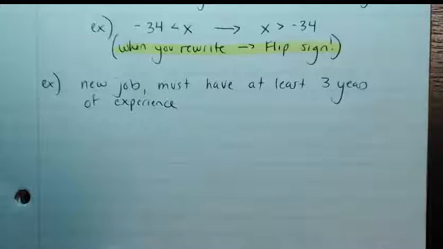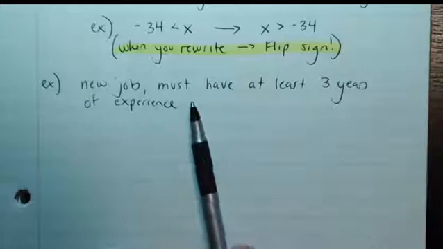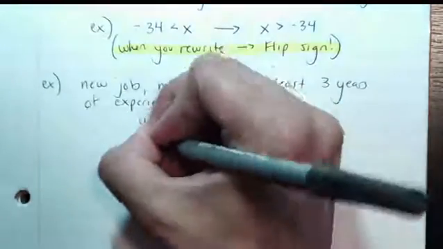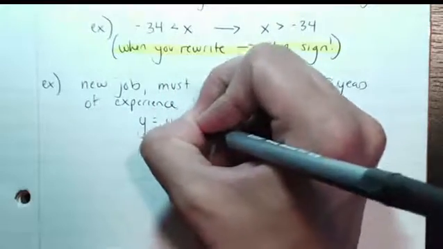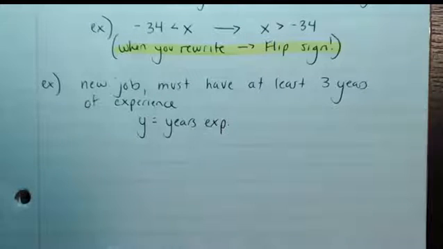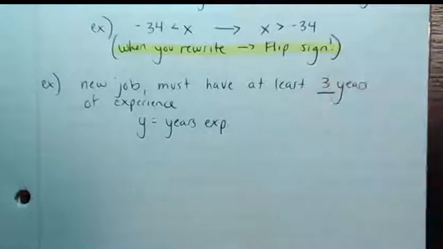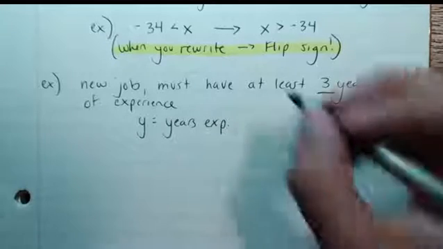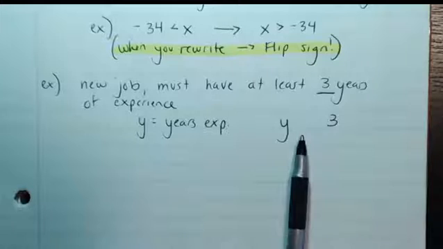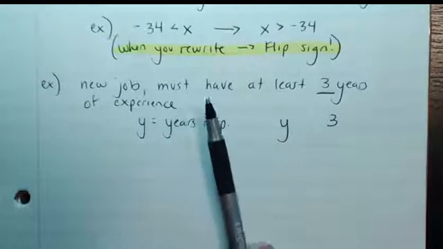So the way that I would write this inequality is, first I have to pick a variable. If I'm describing that we must have at least 3 years of experience, let's just say y is for years experience. You always choose a variable, it doesn't matter what it is. Now usually the number that they give you is what we're going to be comparing it to. So if I have years experience and 3, what inequality symbol could I put in here that will allow me to apply for this job?